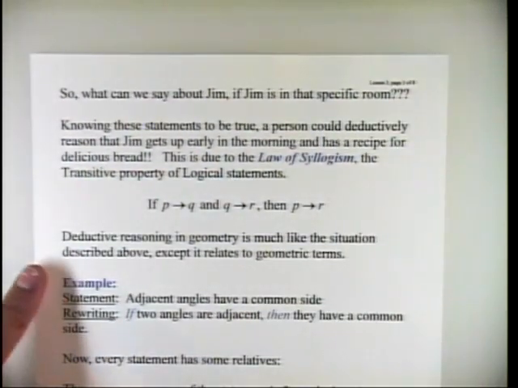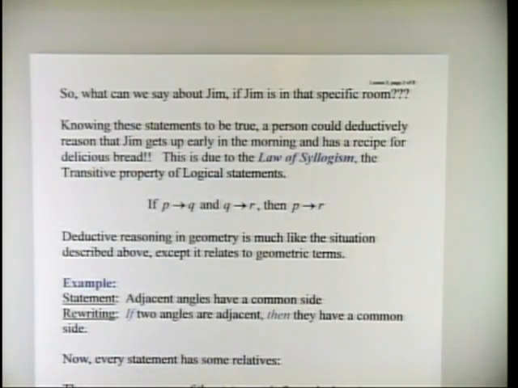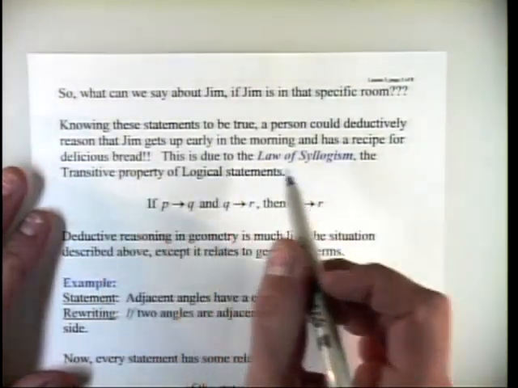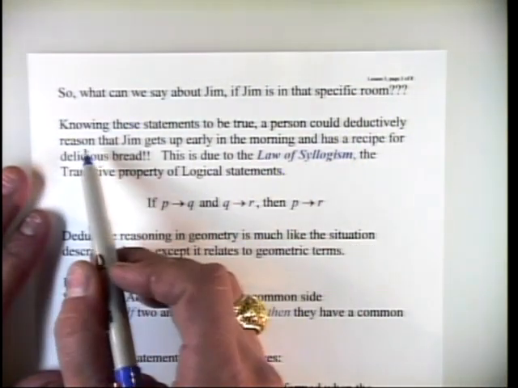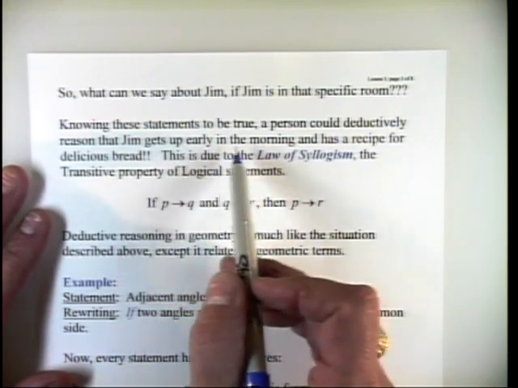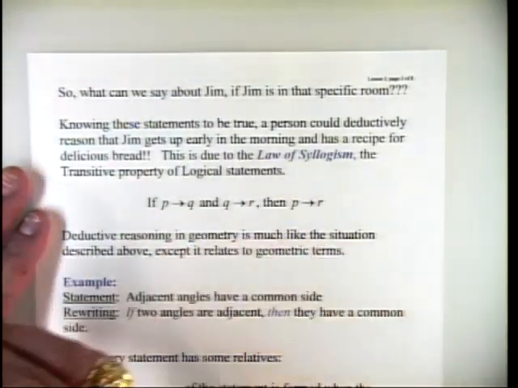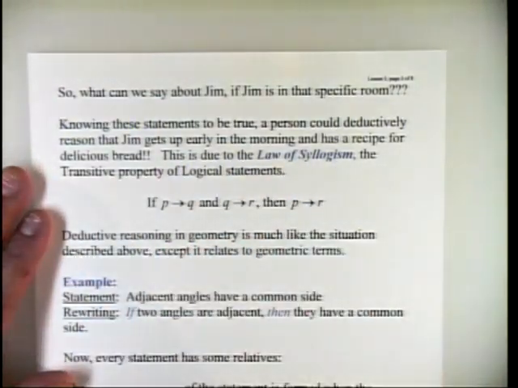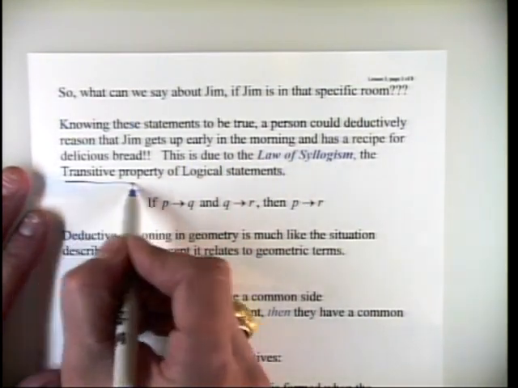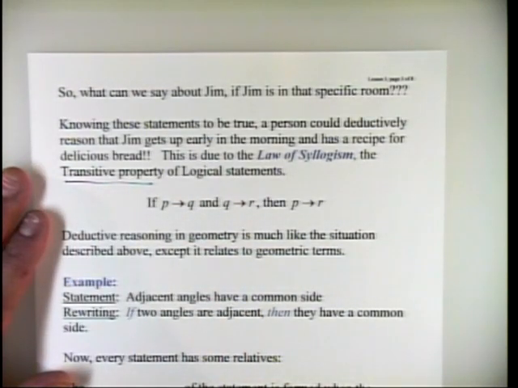in that specific room? Well, this is where the idea of deductive reasoning comes in. Knowing these statements to be true, a person could deductively reason that Jim, in fact, gets up early in the morning and he has a recipe for that delicious bread, that he actually bakes the bread. That is due to what we call the law of syllogism. It's basically the transitive property for logical statements.